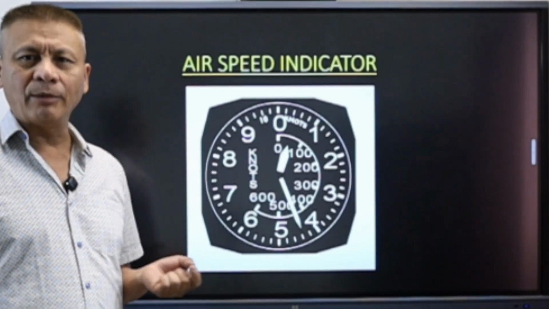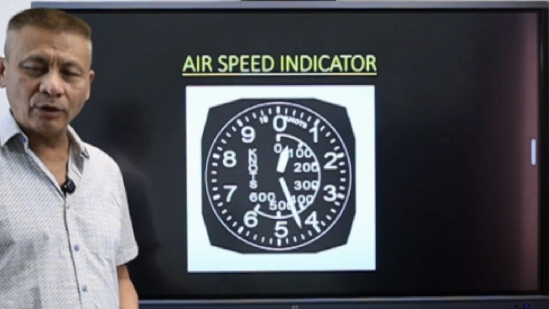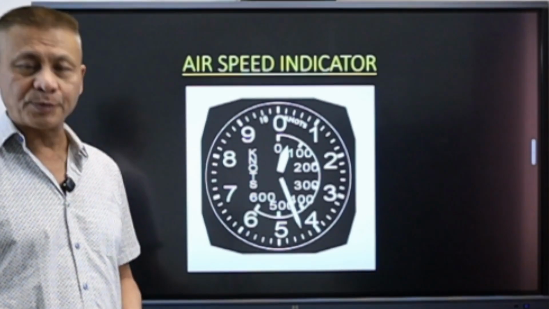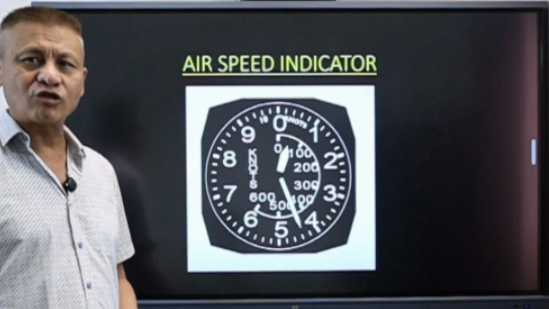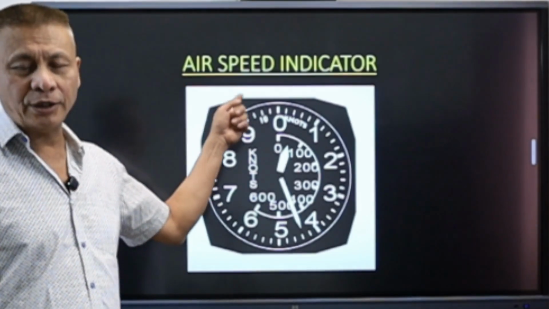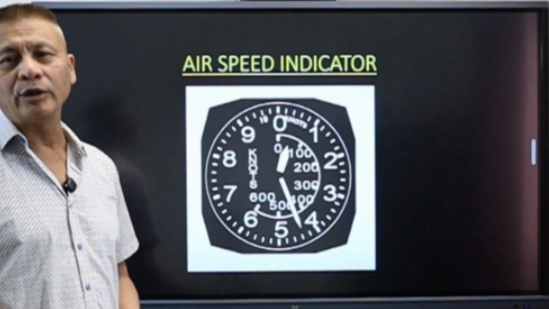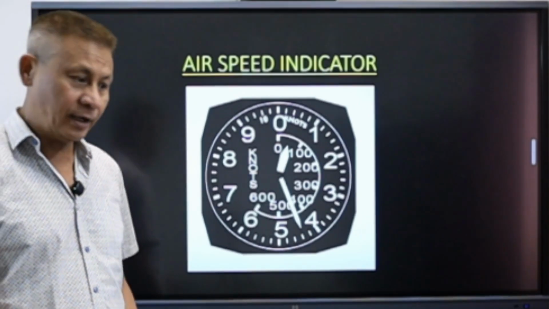Today we will be talking about that instrument in the aircraft which measures the forward speed of the aircraft. The name of the instrument is known as the Airspeed Indicator, or in short we call it an ASI.